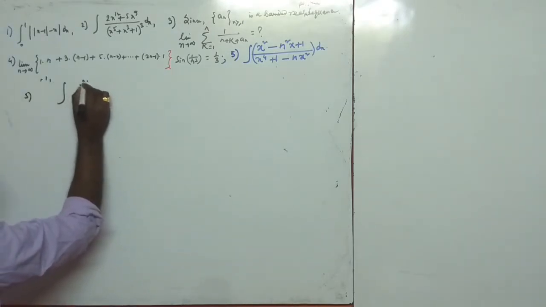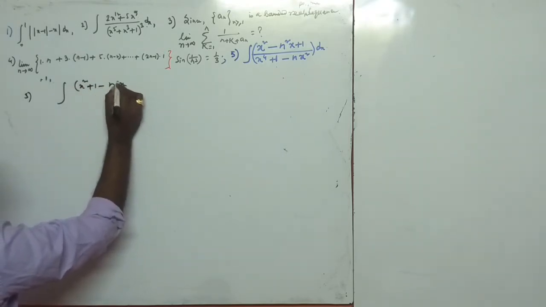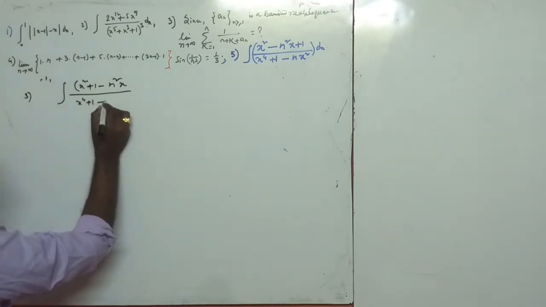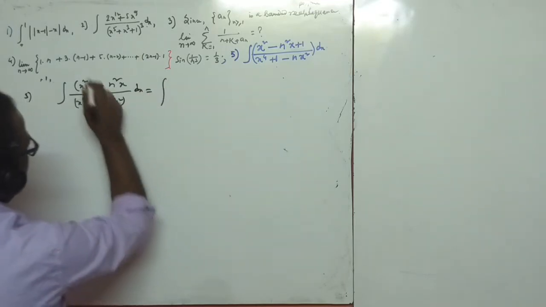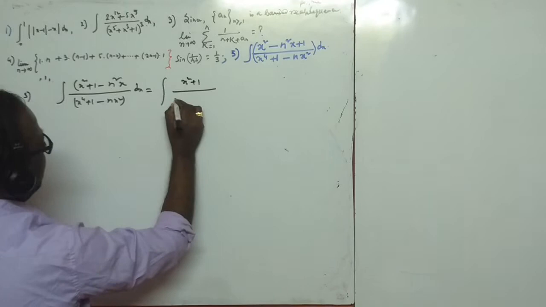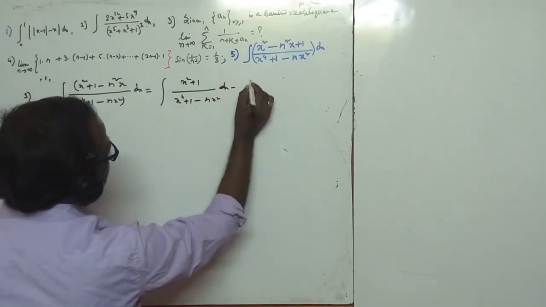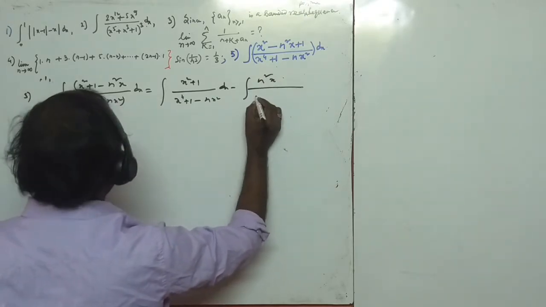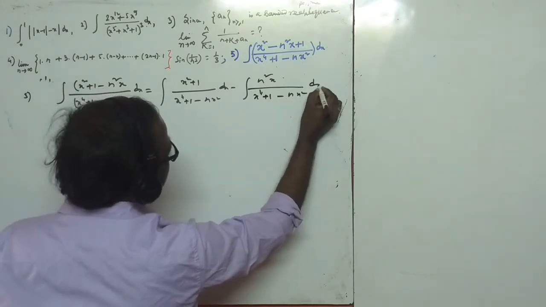This is (x² + 1 − n²x) / (x⁴ + 1 − nx²) dx. Now separate it: (x² + 1) / (x⁴ + 1 − nx²) dx, and again n²x / (x⁴ + 1 − nx²) dx.